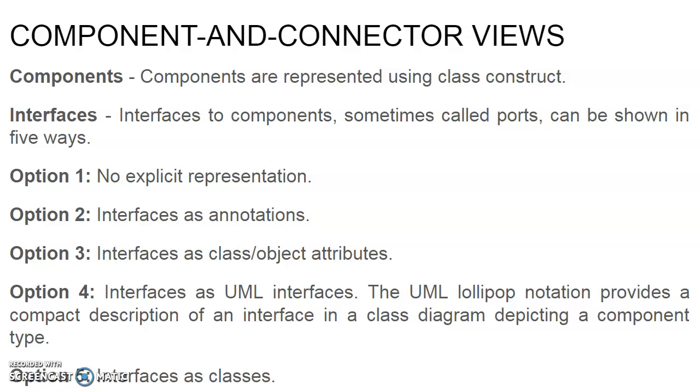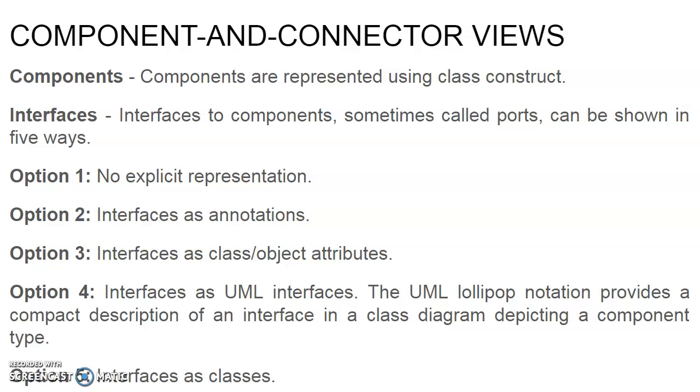The second one is using annotation to represent our interfaces. The third option is that class or object attributes are used for interfaces. The fourth option is that UML interfaces are used for our interfaces. In UML interfaces, we use one line with a filled circle. This is like a lollipop notation, which is used to represent interfaces. The fifth option is interfaces as classes.